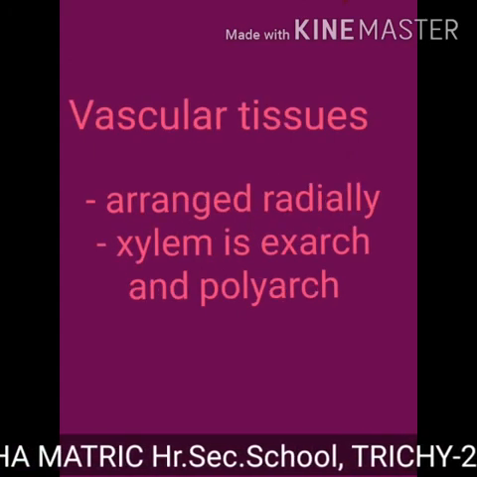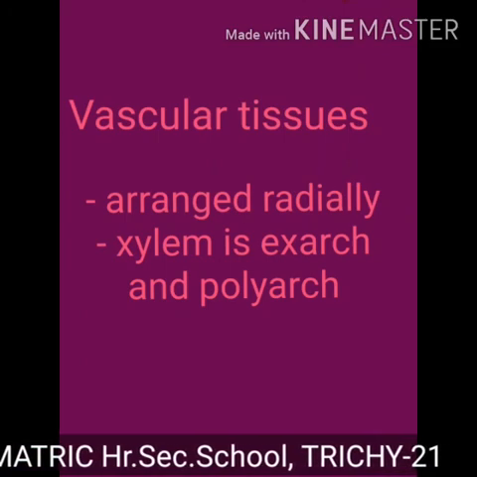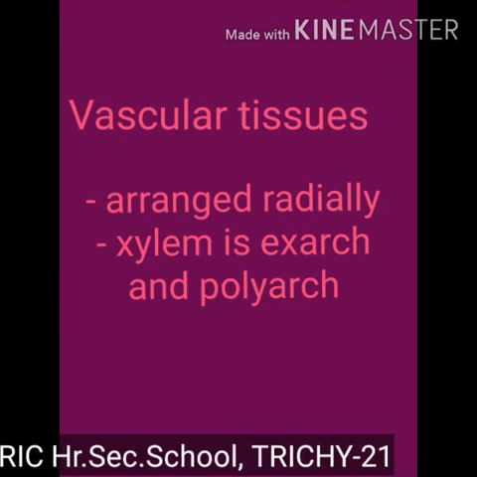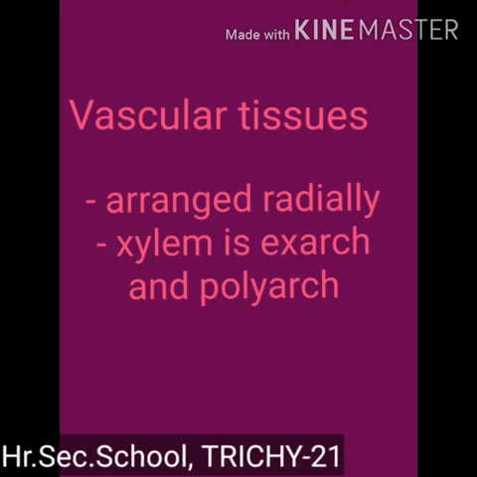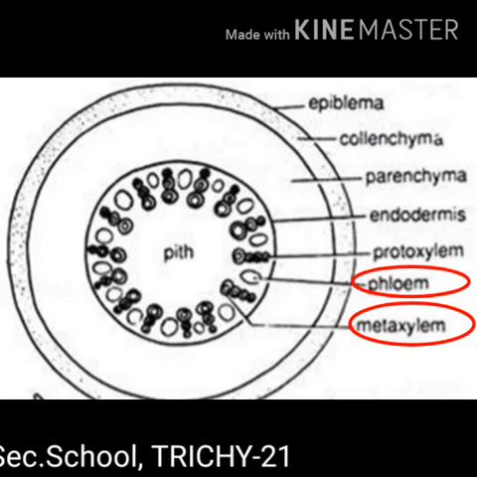Vascular tissue. It consists of many patches of xylem and phloem arranged radially. The xylem is exarch and polyarch. Poly means many. The conjunctive tissue is made up of sclerenchyma.